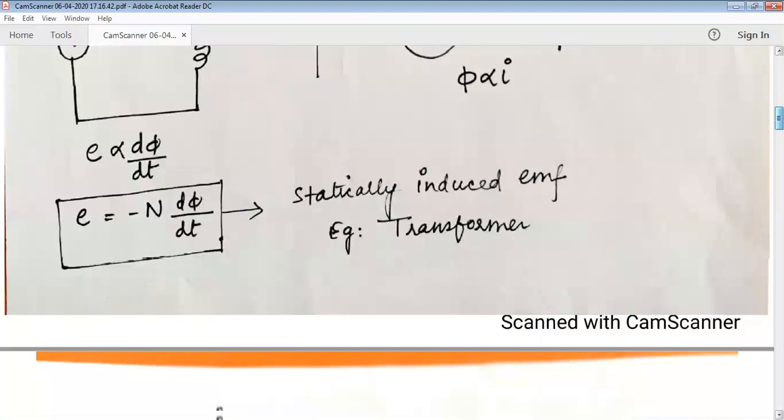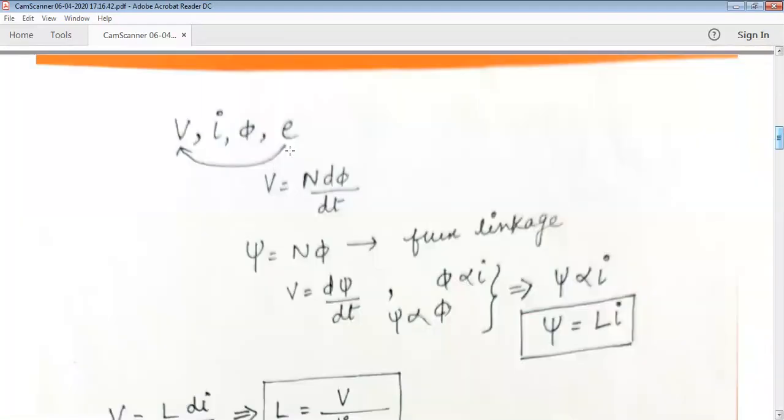Now, whatever induced EMF is there, when you have applied an AC voltage, because of that voltage current is there, because of current flux is there, and because of the rate of change of flux, EMF is there. So this EMF is related to the supply voltage. So voltage equals N d phi by dt, where d phi by dt is your rate of change of flux.